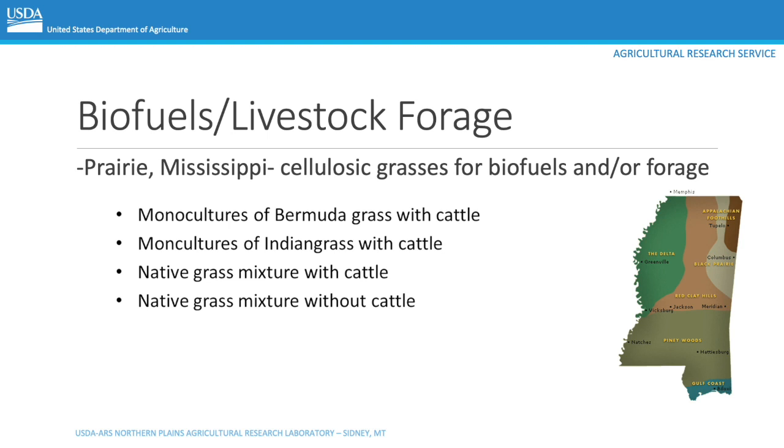And so with this project, we were looking at converting basically old cornfields into cellulosic grass fields that could be used for biofuels and/or livestock forage. And so we had multiple treatments. We had monocultures of a non-native grass, Bermuda grass, which is very commonly grown in the Southeast. We had monocultures of a native grass called Indian grass. Then we had native grass mixtures.